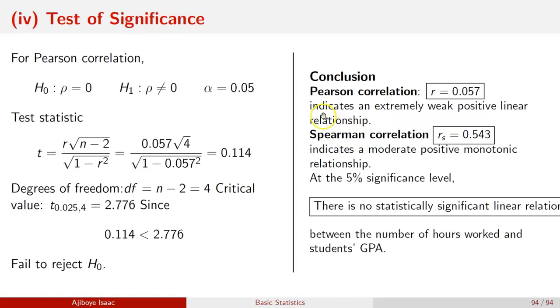In conclusion, our Pearson correlation coefficient indicates an extremely weak positive linear relationship, whereas the Spearman correlation coefficient indicates a moderate positive monotonic relationship. At 5% level of significance, there is no statistically significant linear relationship between the number of hours worked and student CGPA.